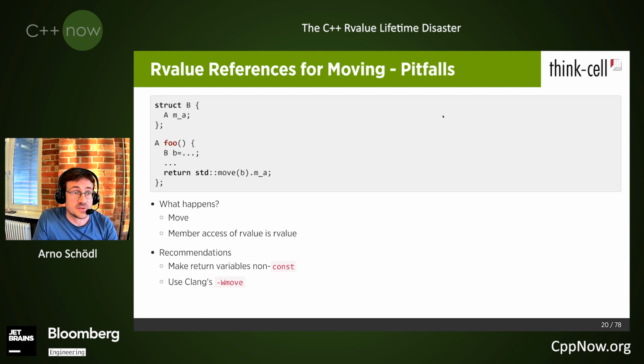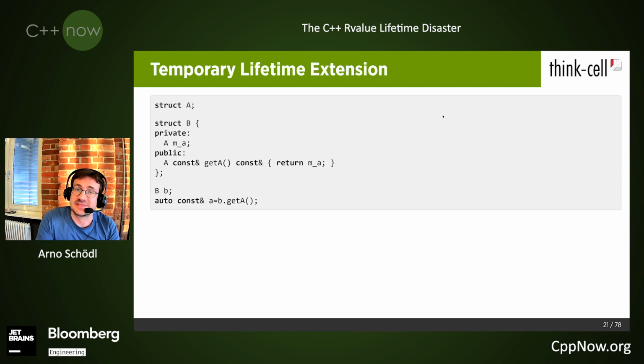All right, so let's go into a little more detail. We want to talk about temporary lifetime extension. What is that? Let's say here you have, again, a structure A and a structure B that contains the A. And we've written an accessor for our A, as we do very often. Now this returns a constant reference to that A, and we store that inside a constant reference. Okay, that's pretty simple, right?